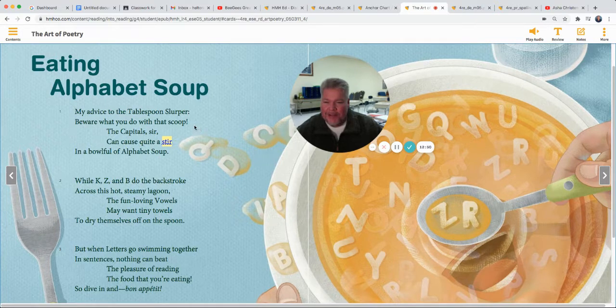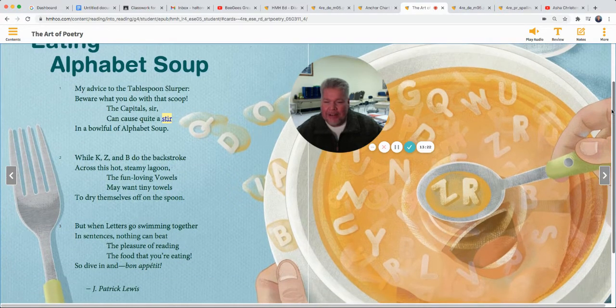This one rhymes, doesn't it? While K, Z, and B do the backstroke across this hot, steamy lagoon, the fun-loving vowels may want tiny towels to dry themselves off on the spoon. But when letters go swimming together in sentences nothing can beat, the pleasure of reading the food that you're eating. So dive in and bon appetit. How do you like that poem? I like that one. Let's look at a few things here.